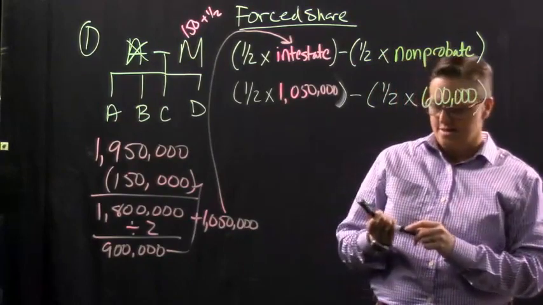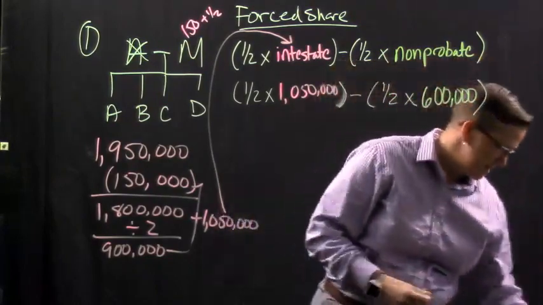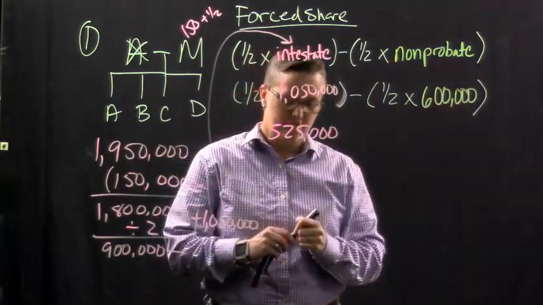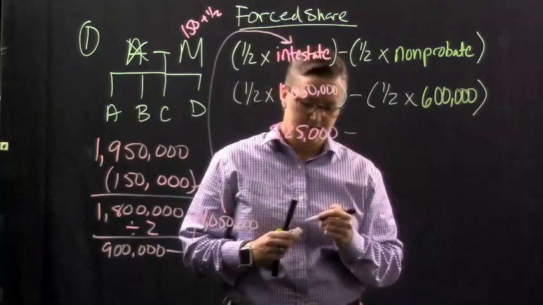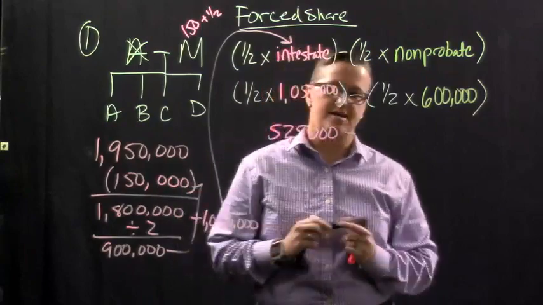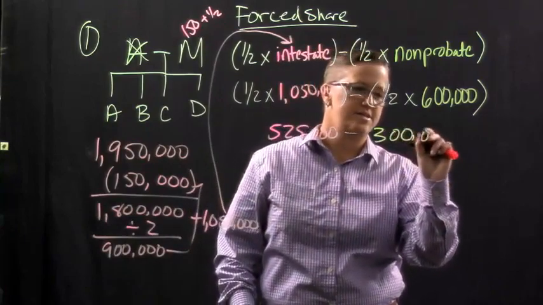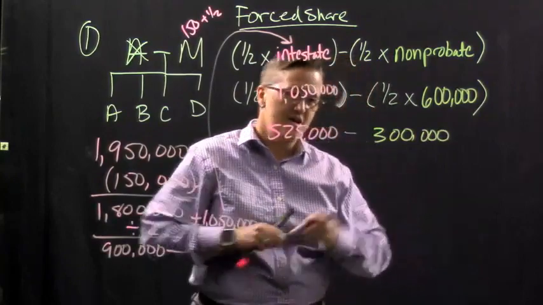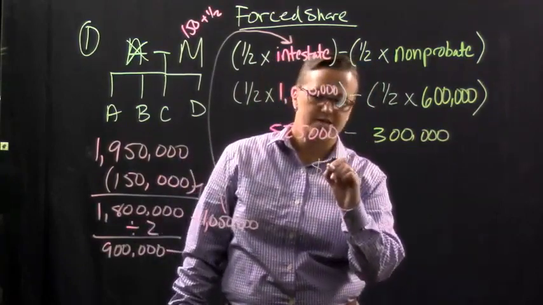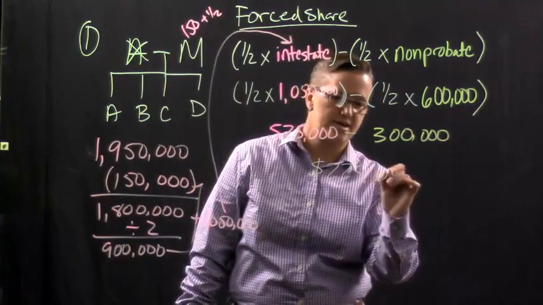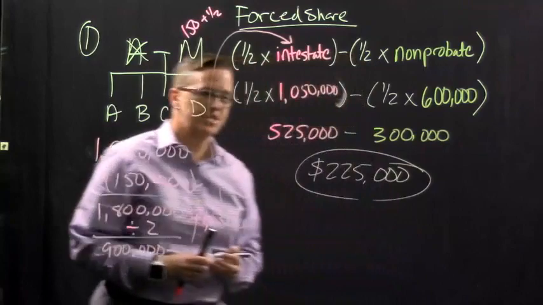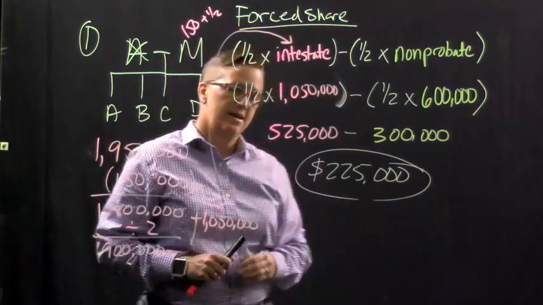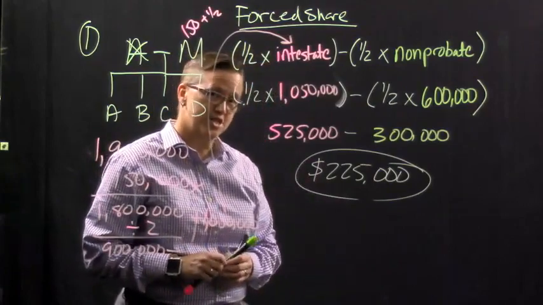All right. So 1/2 of $1,500,000 is $525,000. And we're going to subtract from that 1/2 of $600,000, which is $300,000. Keeping my colors consistent there. So therefore, under these facts, Mandy's forced share amount is $225,000. And this is what she would receive from Arthur's probate assets if she were to elect her forced share.